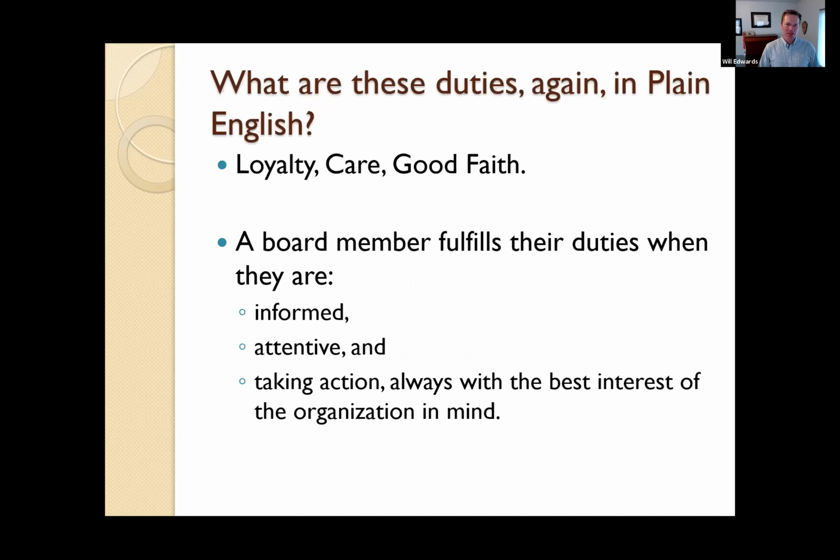We're going to get into the more specifics here in a second, but write this down, right? You're informed, you're attentive, and you're taking action with the best interest of the organization in mind. If you take something away from today, I want you to take that away.